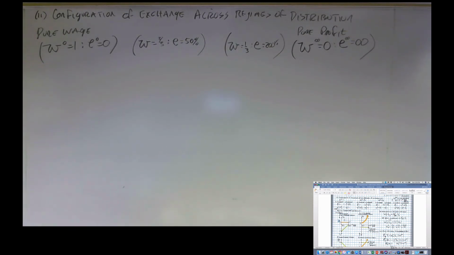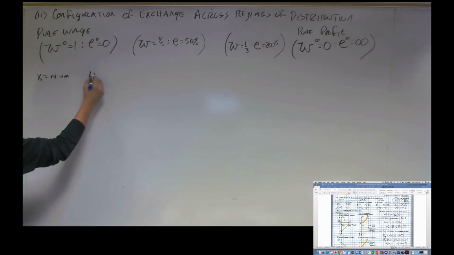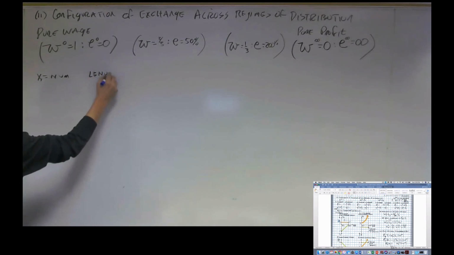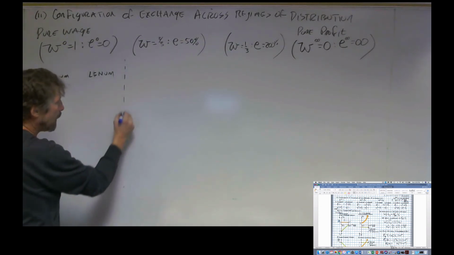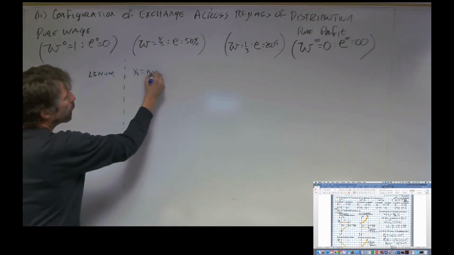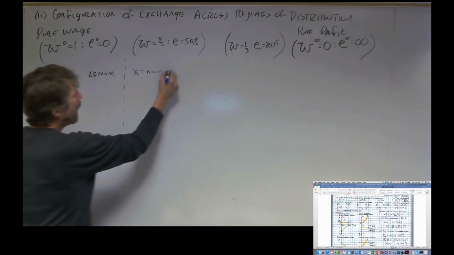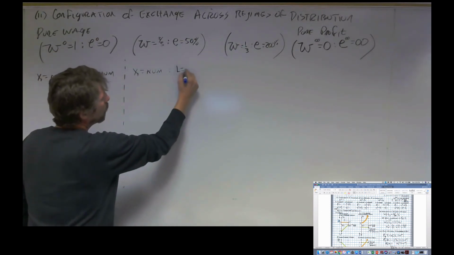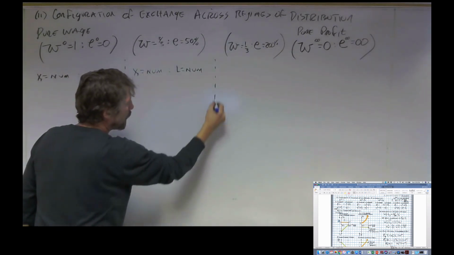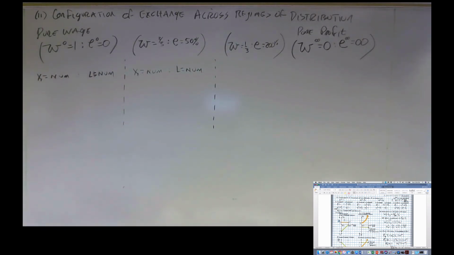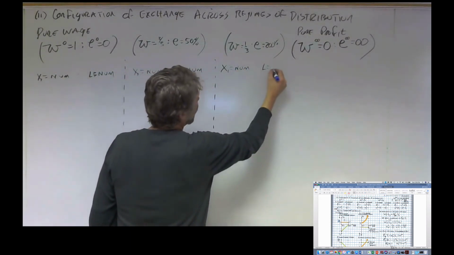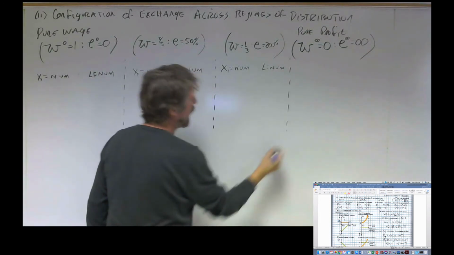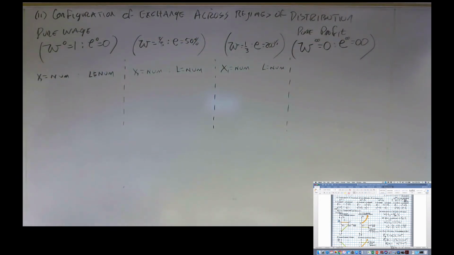Now we're going to do the configuration of exchange. X1 is equal to the numeraire. L is equal to the numeraire for the pure regime of distribution of wages, and that's going to be this one. This is going to be X1 is equal to the numeraire, and this is going to be L. L is equal to the numeraire for the regime of distribution when the wage share is 2/3. This is going to be X1 is equal to the numeraire. L is equal to the numeraire when the wage share is equal to 1/3.